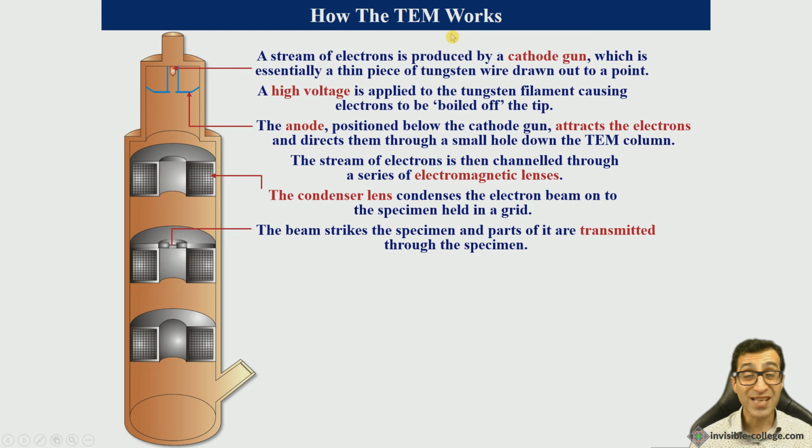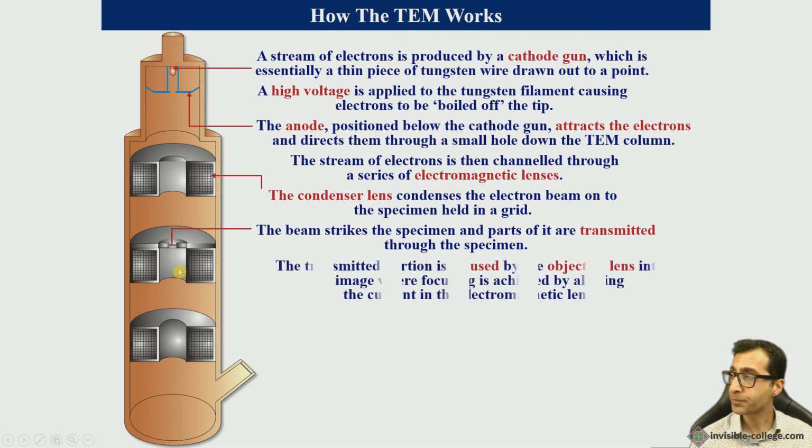Now this is a transmission electron microscope in the sense that the electron beam passes through the very thin specimen. So in that sense, the electron beam is transmitted through the specimen. So the beam strikes the specimen and parts of it go through the specimen, whereas parts of it are absorbed or scattered by the thicker portions of the specimen.